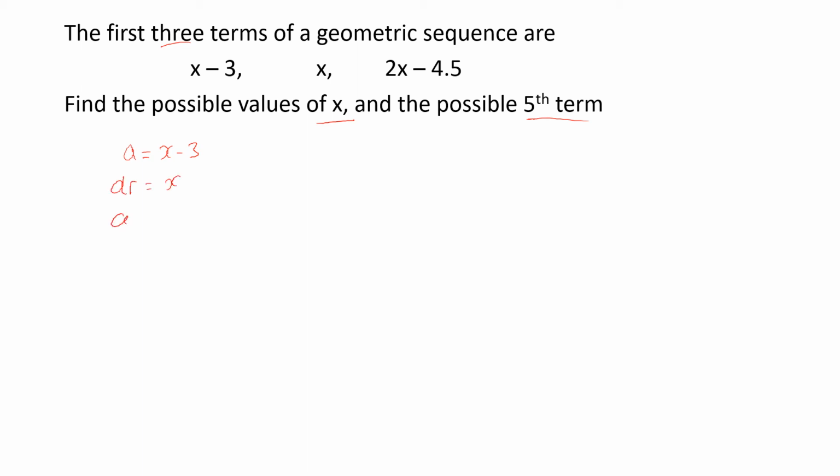And we could say that ar squared is equal to 2x minus 4.5. And we want to try and substitute something into something that will get rid of something. So there's kind of 3 variables here. So what I'm going to do is this. I'm going to find an expression for ar over a, which is going to be x over x minus 3. And that's going to tell me that r is x over x minus 3.